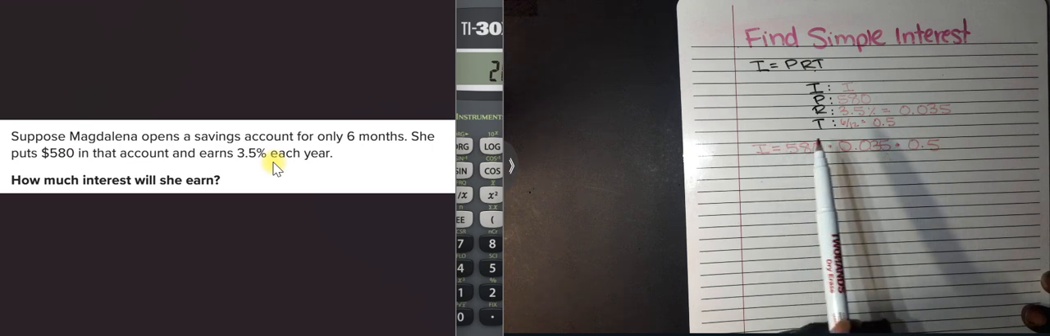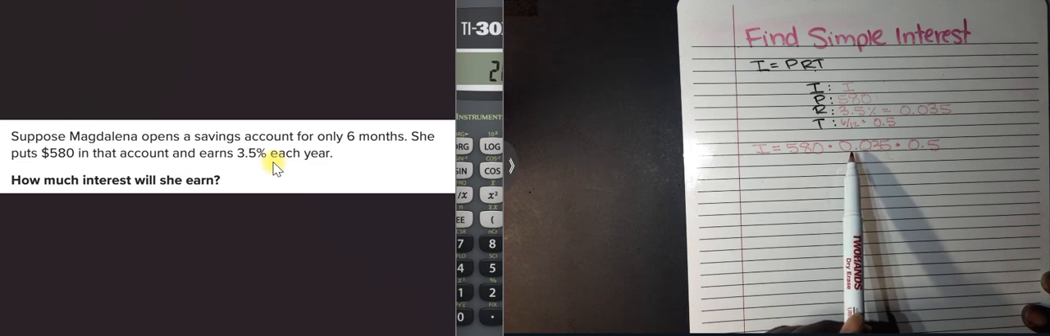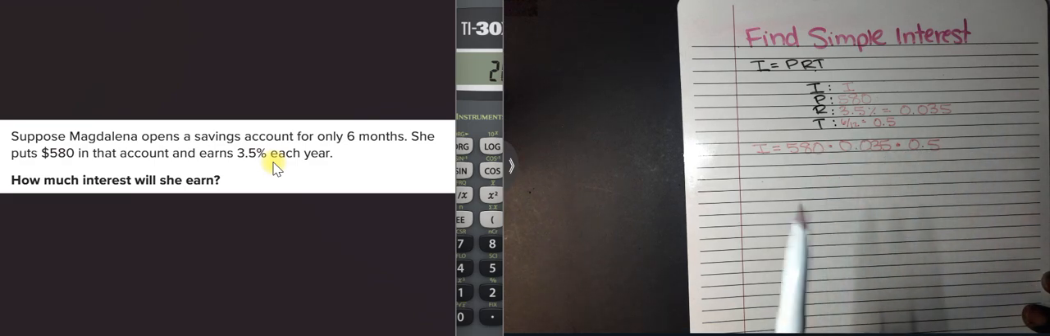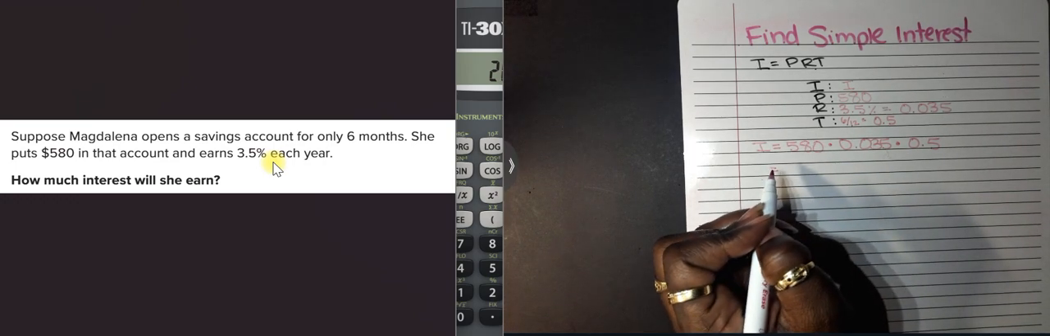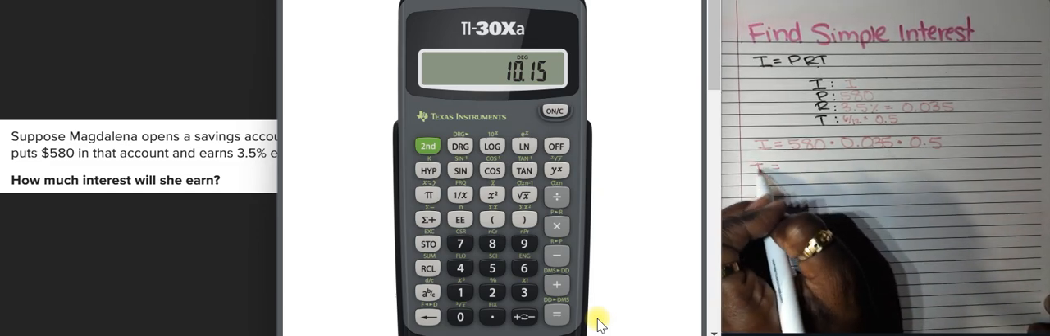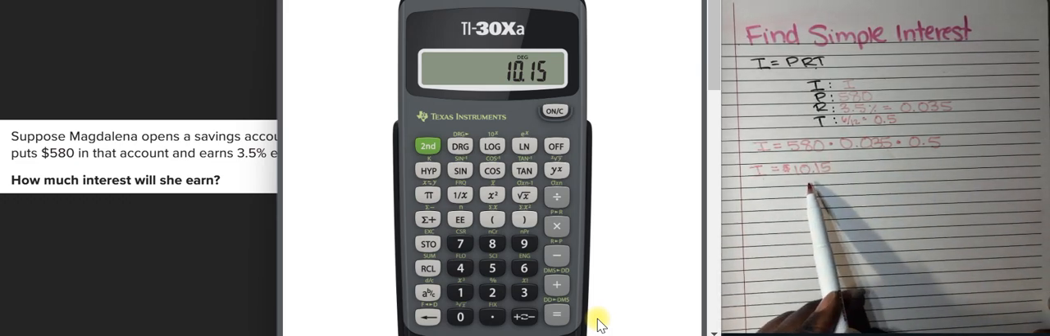All right. So let's see. We've got 580. We've got her rate as 3.5%. And then we have her time as 0.5. Okay. So now let's multiply those three figures together and see what we get. 580 times 3.5% times 0.5. All right. So that means that her interest is going to be $10.15 because she's only leaving it in there for half of the year.